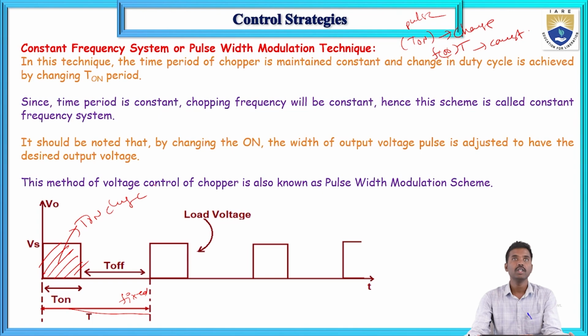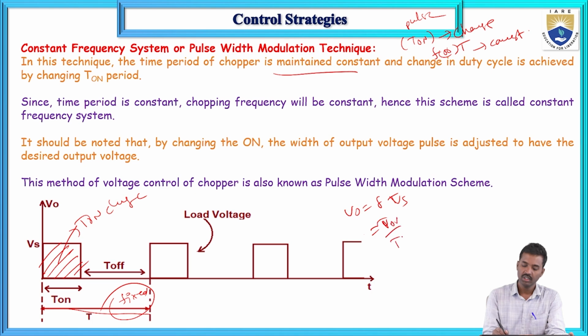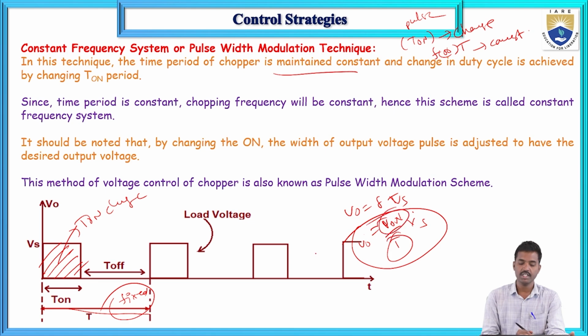See in this technique, the time period of the chopper is maintained constant, is maintained fixed, and the change in the duty cycle is achieved by T on. So V naught equals delta into Vs, that is T on divided by T into Vs. Now here, since the time period is constant, this is constant, but T on is changing.